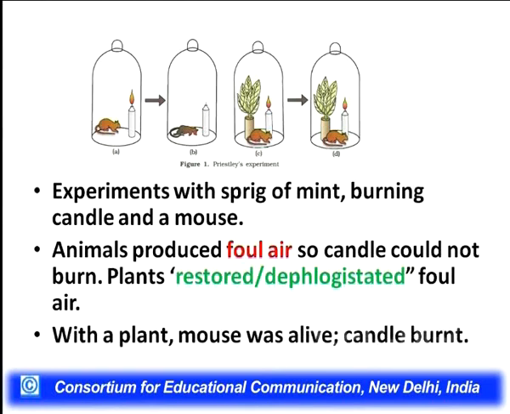So this proved that there was something going on, and some foul air or phlogiston was being produced, which did not allow the mouse to survive. In a second set of experiments, he took again a burning candle along with a live mouse, but he also introduced a sprig of mint, that is Mentha, and to his surprise he found that the candle went on burning, and the mouse was playing as usual.